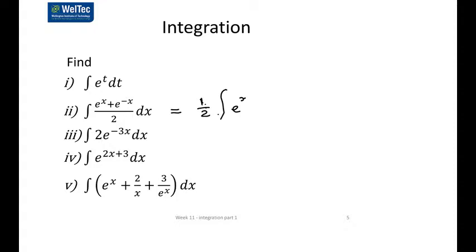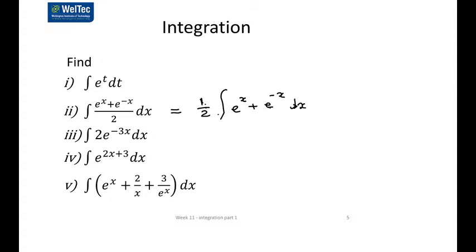The integral of e to the t is e to the t, the same as the derivative of e to the t is e to the t. It's one of those really clever numbers that the integral of itself is itself. So first one's fine, the answer is just e^t. The second one, take the half in front of the integration sign.